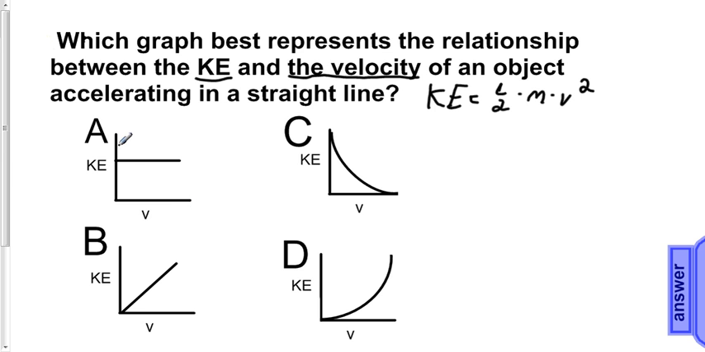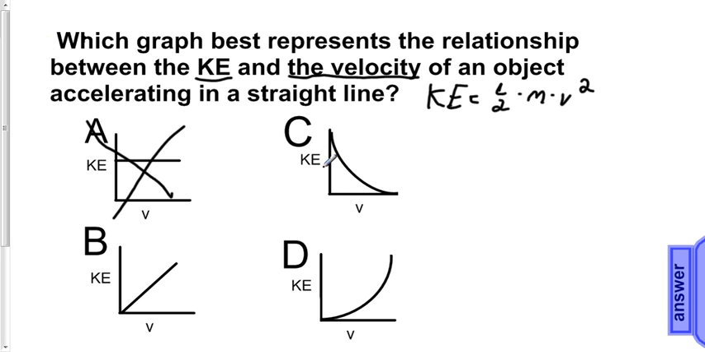Let's look at graph A. Graph A states that as velocity increases, kinetic energy must stay constant. This is wrong because velocity is inside the equation for kinetic energy, meaning that as velocity changes, kinetic energy must change as well. So we can eliminate graph A.